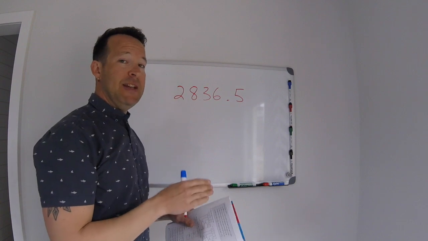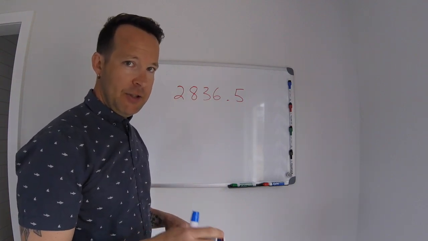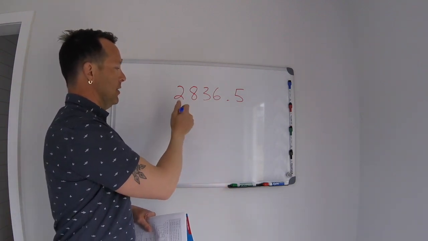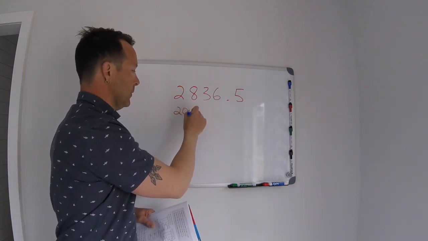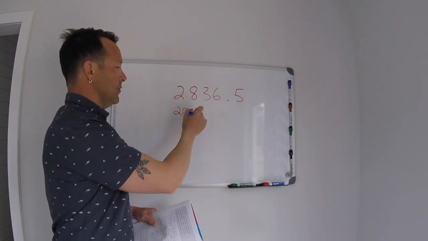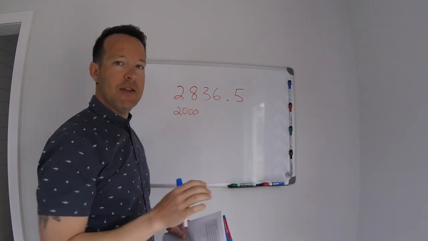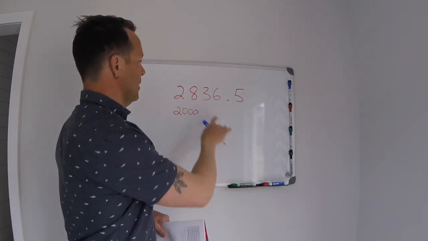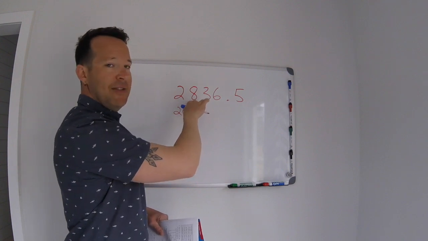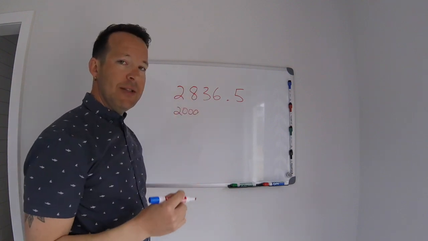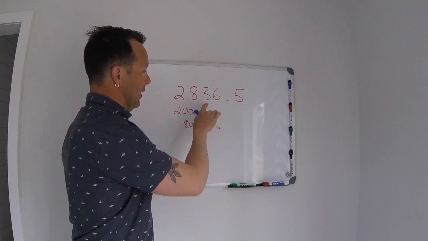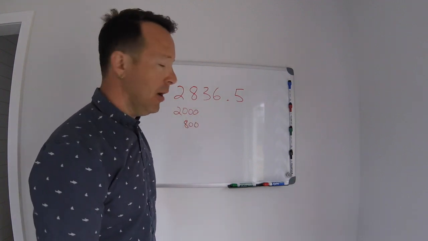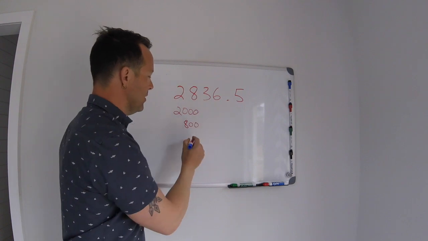So its place value is 1,000. That means the value of it is 2,000. If you take that out of there, it's worth 2,000 because it's in the thousands column. Let's continue. The 8 is in the hundreds column, so its value is 800. The 3 is in the tens column, so its value is 30.